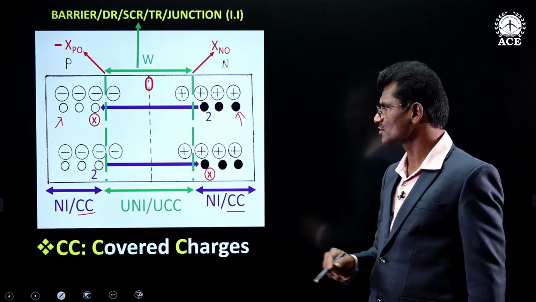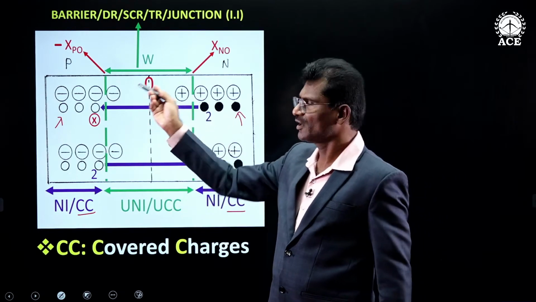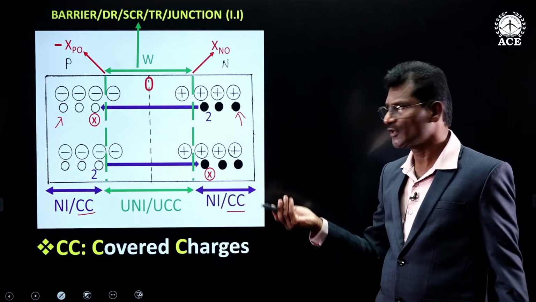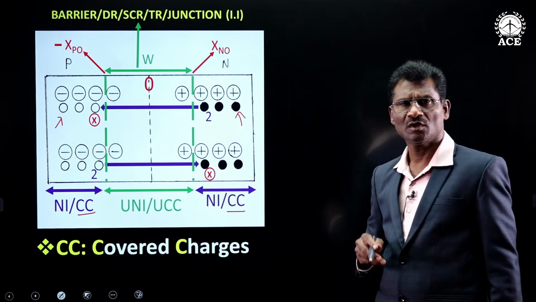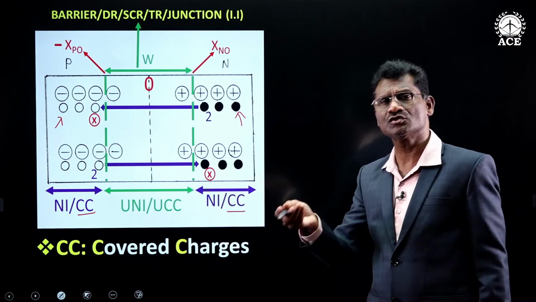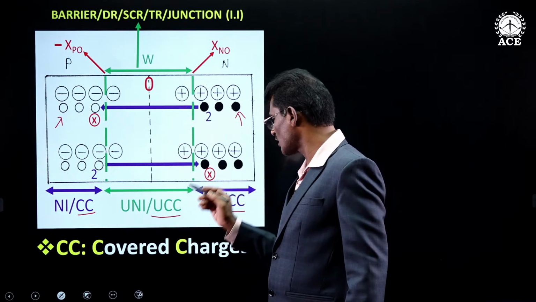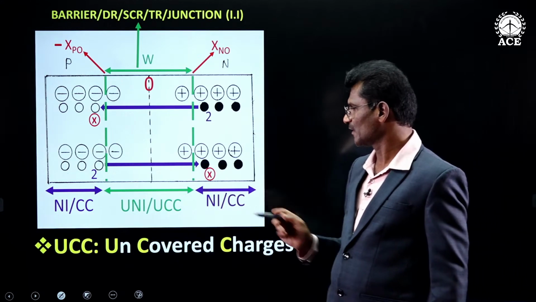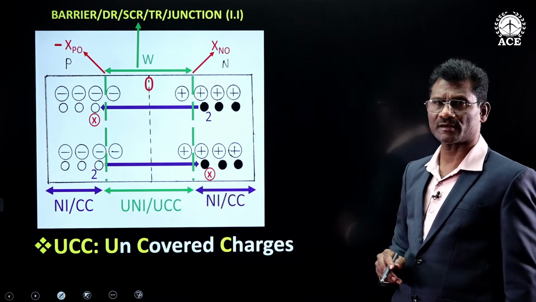Whereas in the central area, that excess electron and excess hole are not existing. What happened to them? They are lost due to EHP recombination. Why recombination occurred? Due to diffusion. And hence the central area is said to have uncovered charges. Uncovered charges. So this is the notation which is being used in this diagrams.